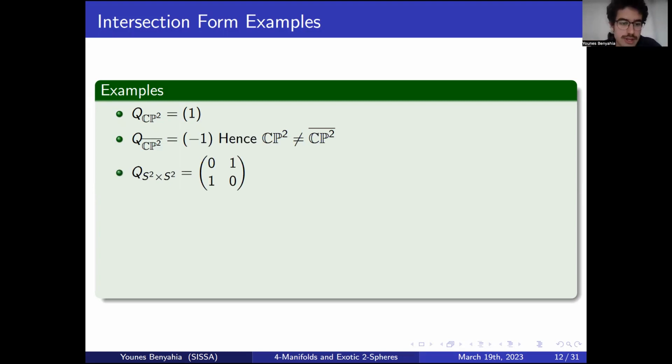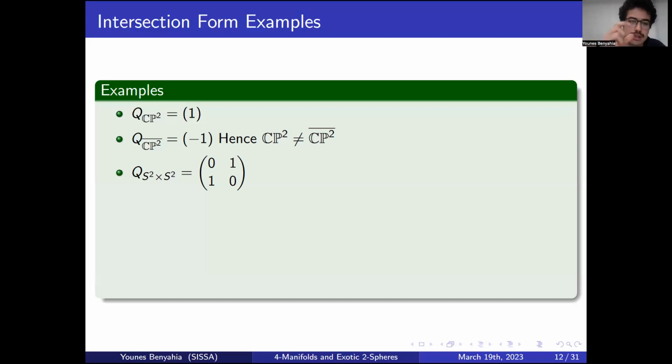And Q of S2 times S2 is going to be this 0, 1, 1, 0, sometimes called the hyperbolic matrix, I think. Because of the basis you can take to see it: S2 times S2 has second homology Z2, generated by the class of the first S2 times a point and by a point times S2, the second S2.